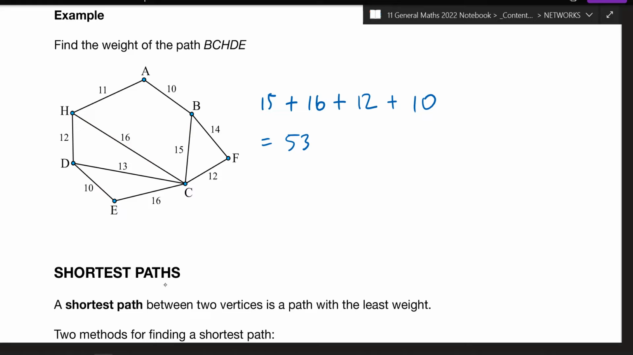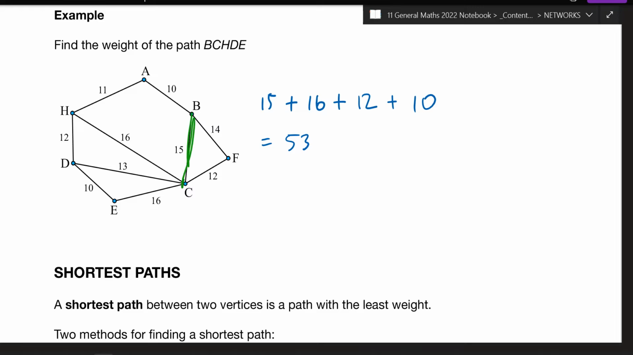Okay, what would you guys do? B to E. What's the quickest way to get from B to E? Okay, before you answer, you have a few options, yeah? You can go this way, so BFCE. You can go BAHD if you wanted to, but what would be the shortest way? Probably just BCE, okay?